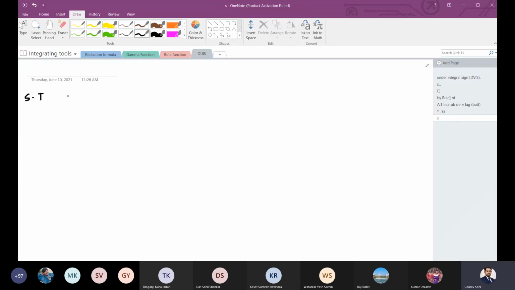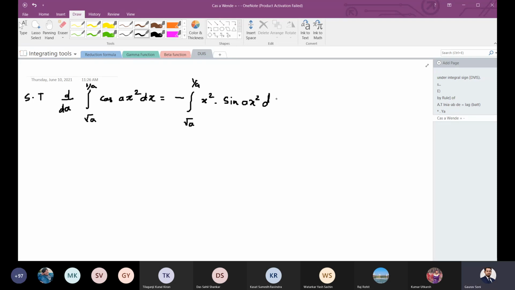Show that d by dA of the integration under root a to 1 upon a of cos of ax square dx is equal to minus integration under root a to 1 upon a of x square sin of ax square dx, minus 1 upon a square cos of 1 by a, minus 1 upon 2 root a cos of a square.